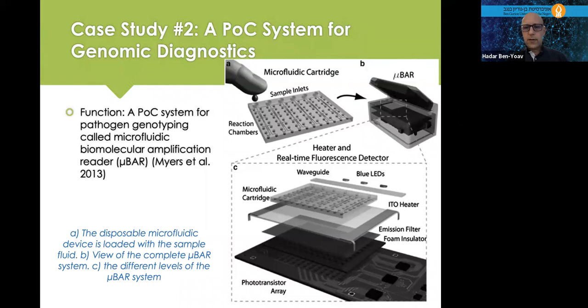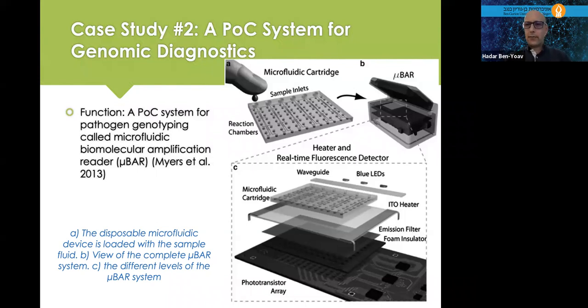We're going to go from this one, or no, I think it's also good. So we have case study two, a point of care system for genomic diagnostics. If we want to analyze whether we have any presence of mutations in genes, it can be done, we could do that fast at the point of care. It's a microfluidic biomolecular amplification reader, they call it the microBAR. There is a microfluidic reaction chamber. So you remember, again, we have the inlet. What is the sample? It is blood.